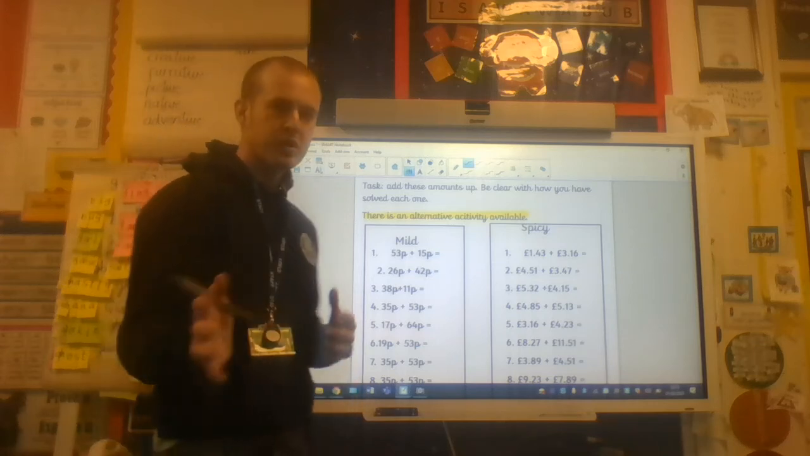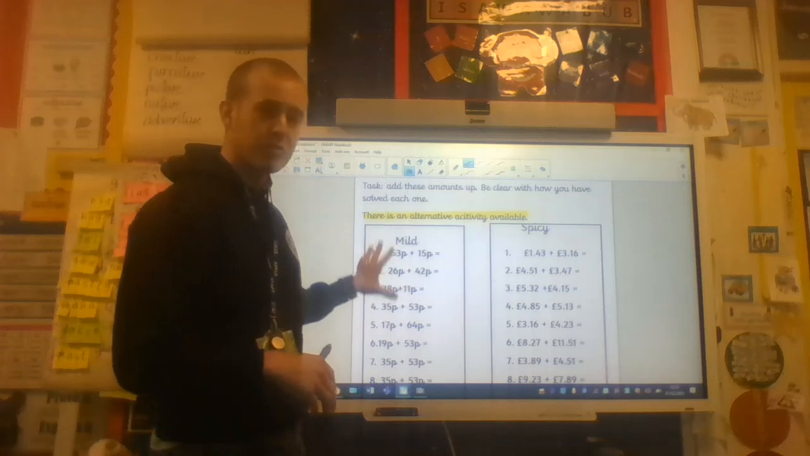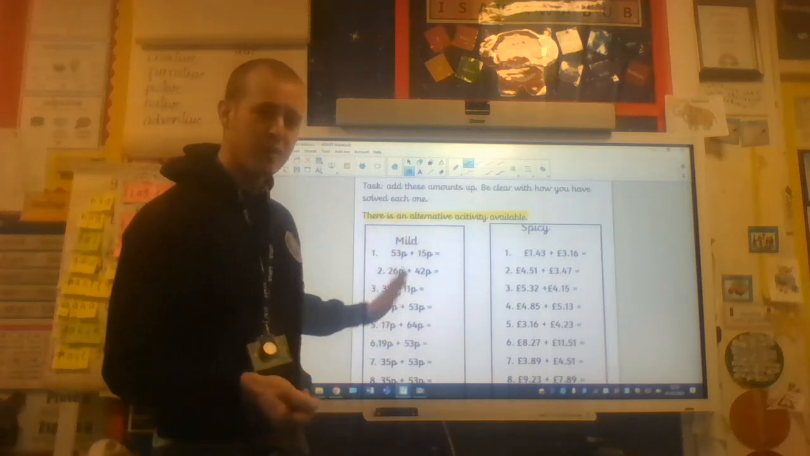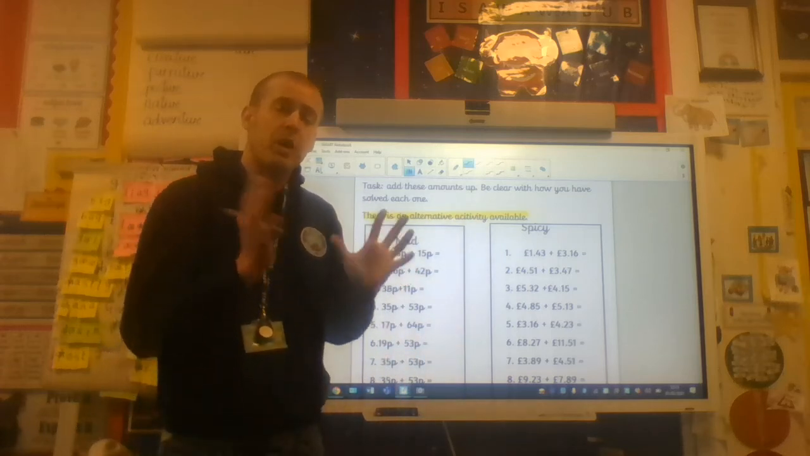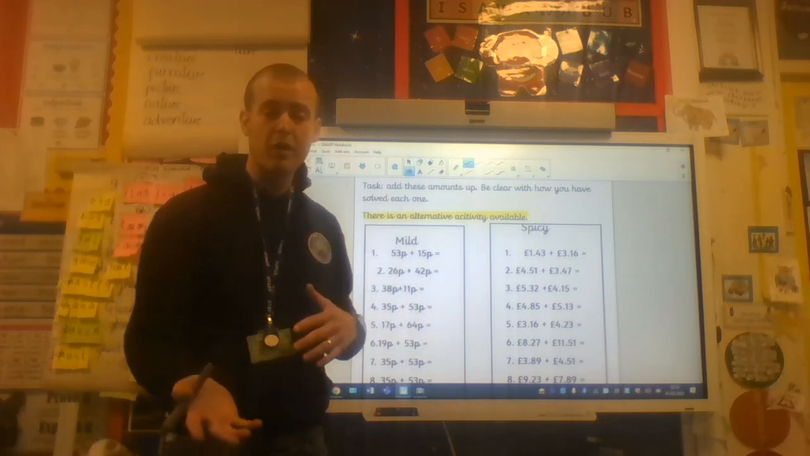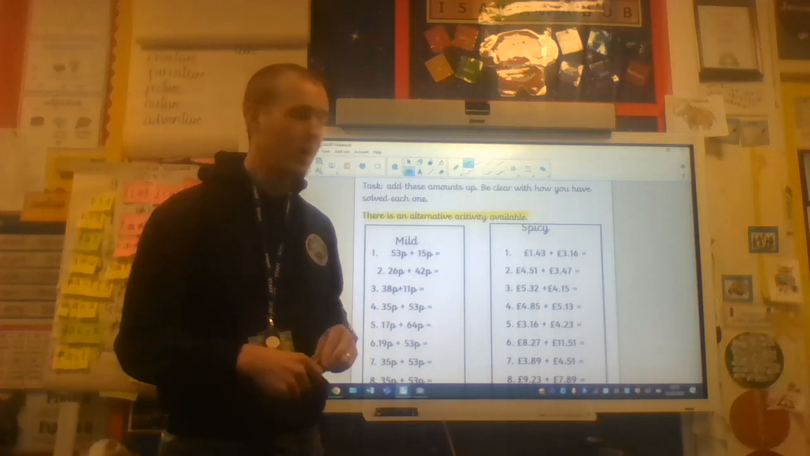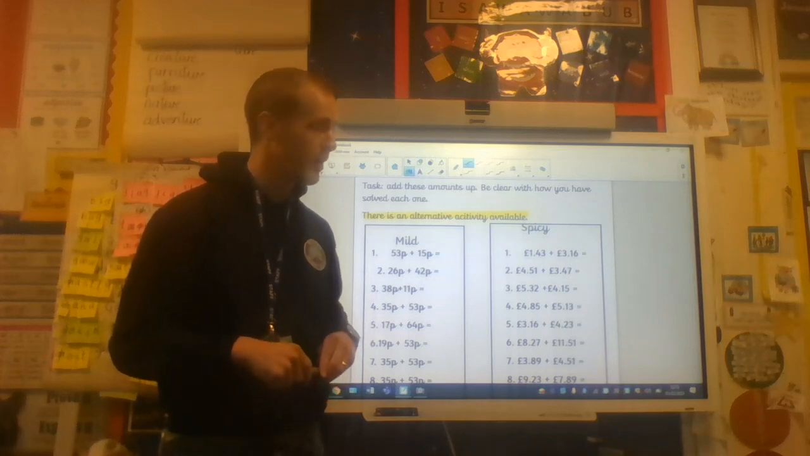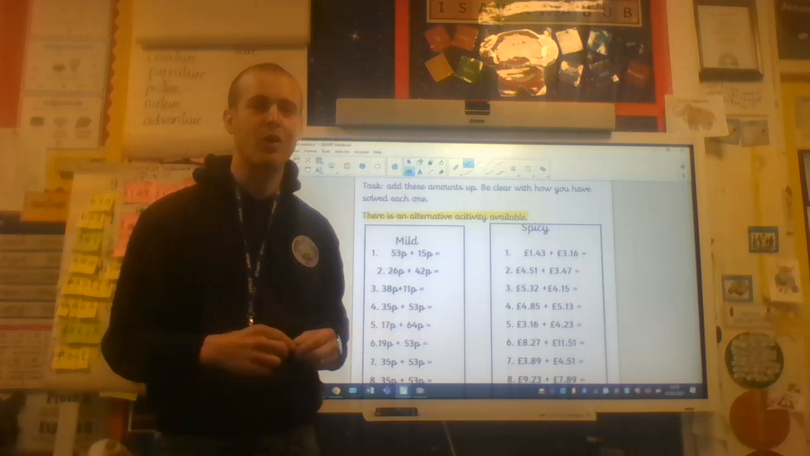Okay, your task for today. At home, what I want you to do is choose mild or choose spicy, or if you fancy, you could warm up with mild and then move on to spicy and do a little bit of both. See if you can partition the amounts of money to add them up, or if you prefer, see if you can use column addition to add these amounts up. On the next page are the answers, so don't you go fast forwarding just yet, so that you can mark them yourself. There's also an alternative worksheet available on the website.